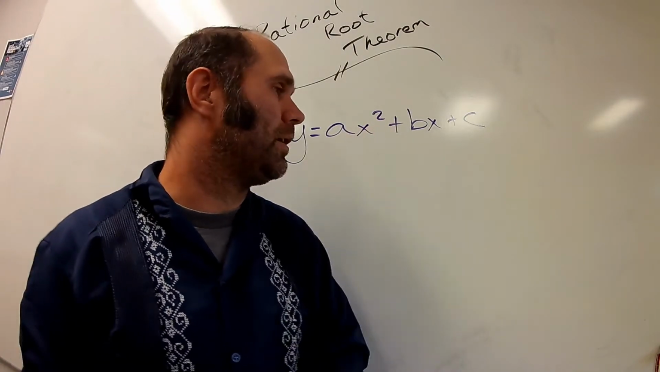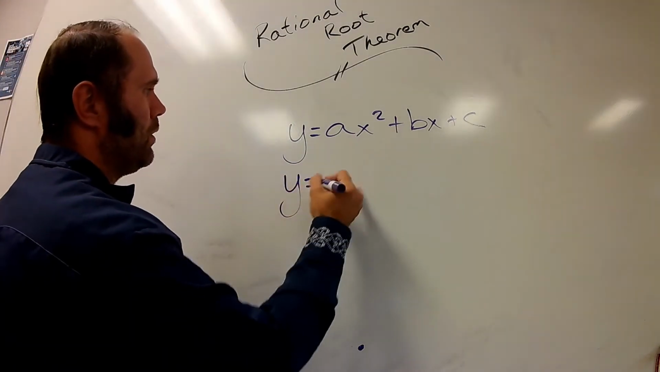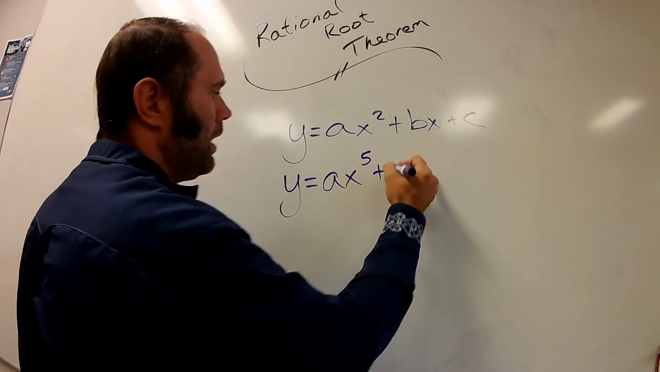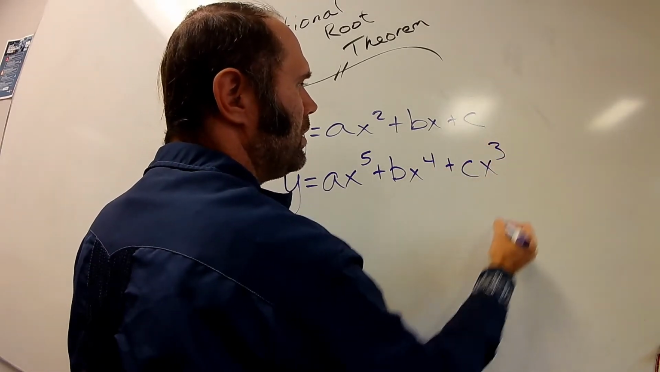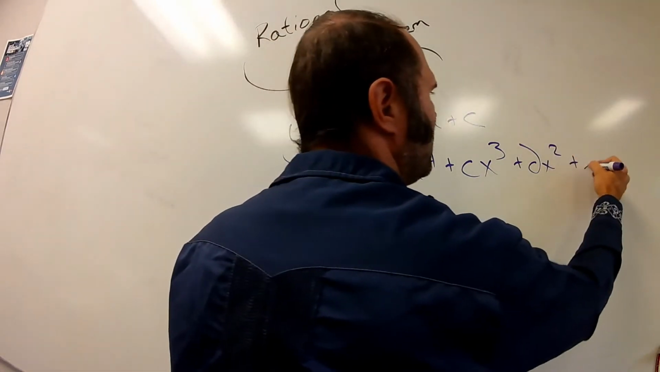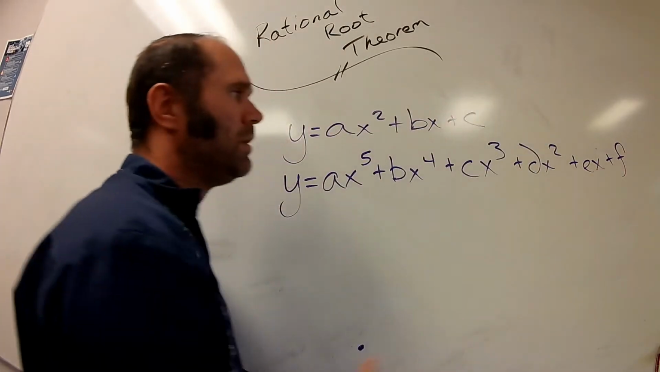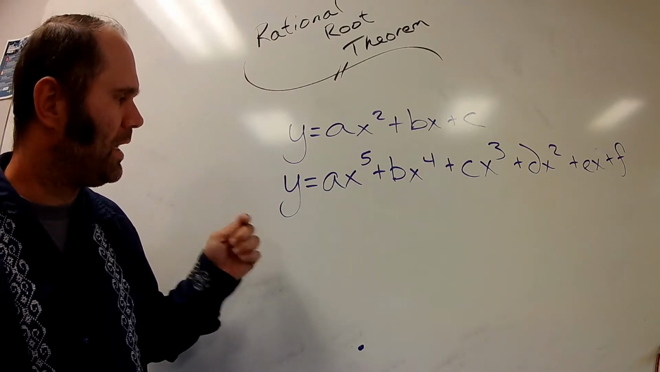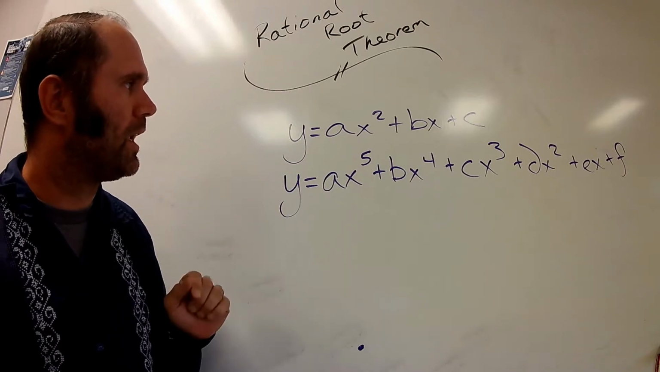So we're growing here. We may look at something like y equals ax to the fifth plus bx to the fourth plus cx cubed plus dx squared plus ex plus f. So it's getting very large, right? And in this case, we can tell some things by just looking at this.